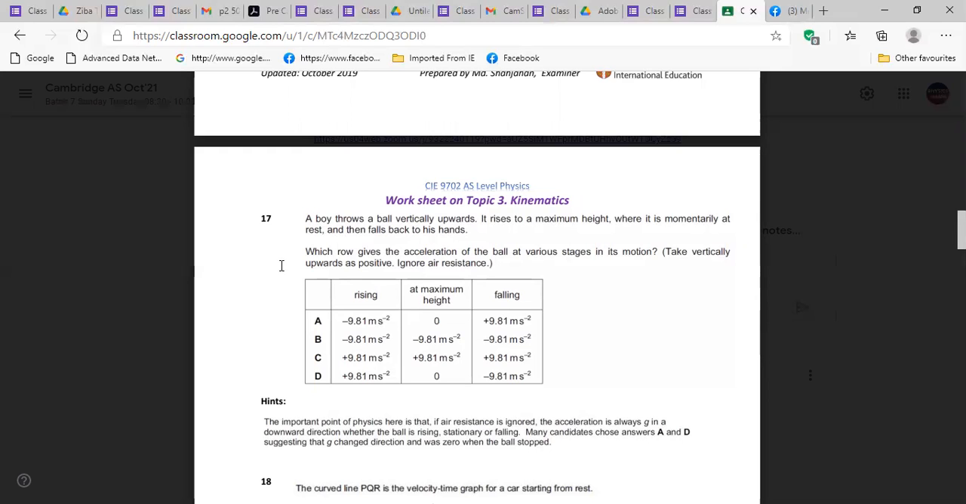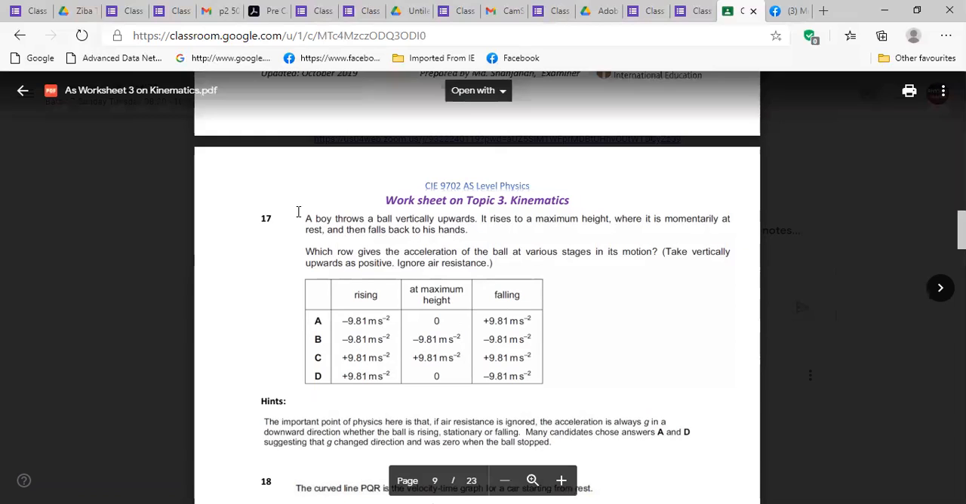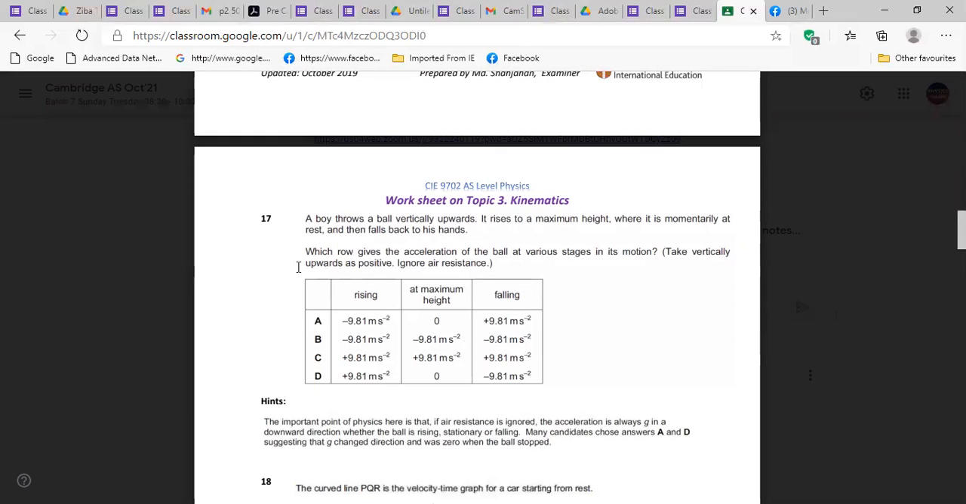Isn't it? Hello, have you got it? Yes, sir. But sir, in this case, they told vertically upwards as positive. If it is positive, then when it's returning back, it should be negative. So in all cases we are taking it as negative. So the answer should be B.